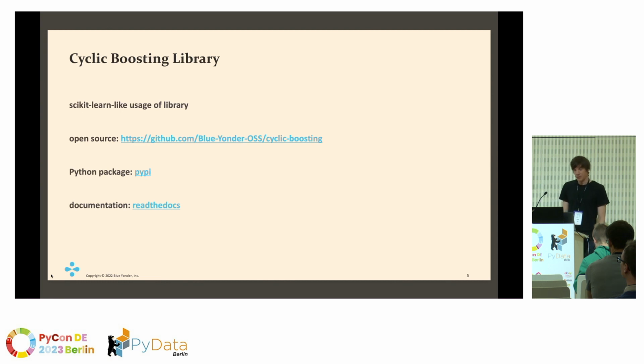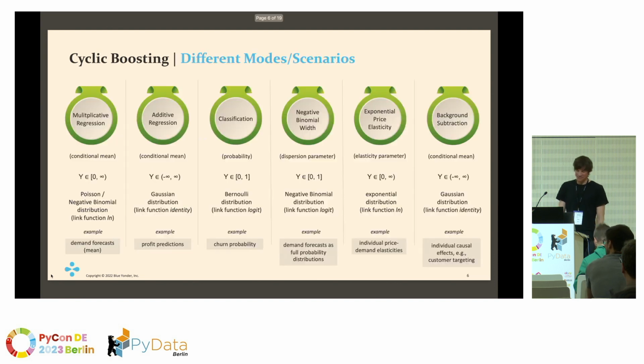might be a good time to not only publish how the methods work, but also publish the code. That means we have something like a scikit-learn-like usage of this library. It is on GitHub. It's also easy to install, just pip install cyclic-boosting. And there's also a documentation that admittedly is not super extensive yet, but hopefully one can more or less understand how you would use it and how it works. And we are working on making it better, of course.